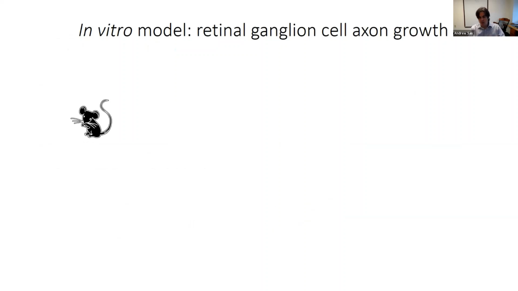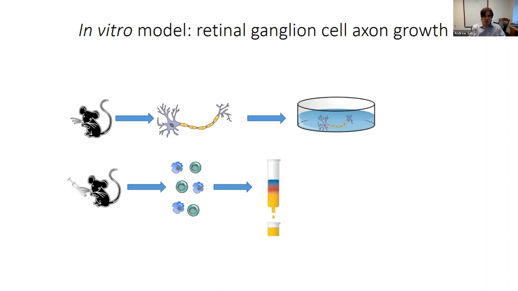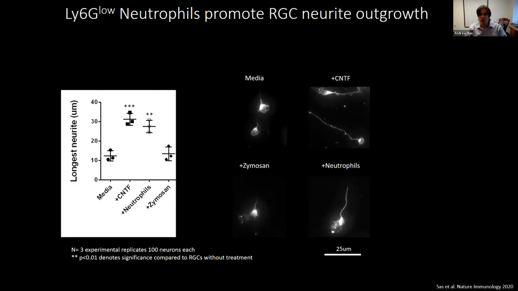And so to do this, we moved out of the mouse model of crush trauma and into in vitro systems. You can take mice and you can take retinal ganglion cells out of the eye and purify them and put them into culture. And then I can inject Zymosan intraperitoneally and purify those Ly6G low neutrophils out of those mice. And then I can co-culture them with those retinal ganglion cells and look at how much they stimulate regeneration. And this is what that looks like when we do this.